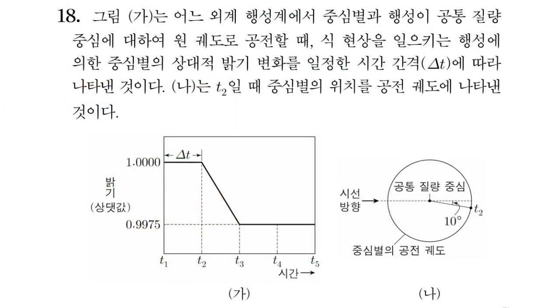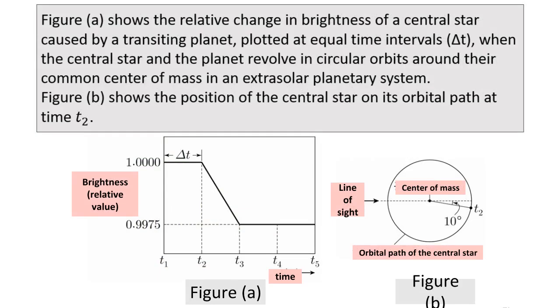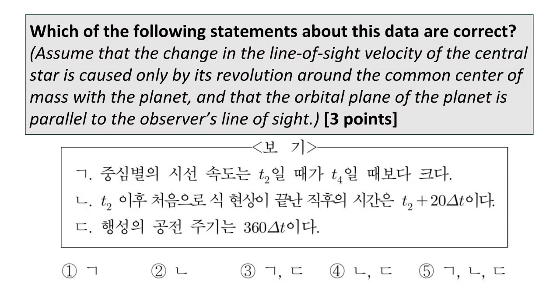Number 18. Figure A shows how the star's brightness changes over time. Figure B shows the star's motion around the center of mass. The key is the line of sight. Everything we observe depends on motion along this direction. Which of the following statements about this data are correct?